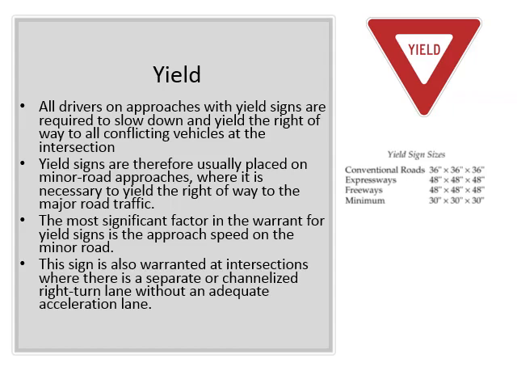Now, the first one we are going to discuss is a yield sign. So a yield sign is basically given to the driver to slow down. In Bahrain, we call them give way signs as well. So the driver is required to slow down and give the right of way to the vehicle which is coming from the other direction. It is normally used on a minor road which is intersecting a major road.